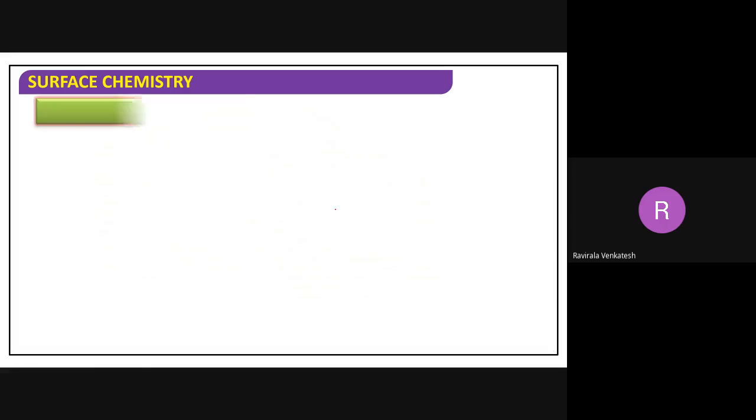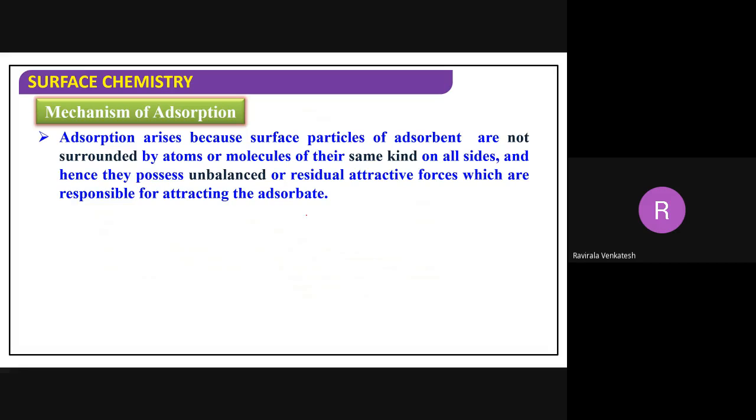Now let me see the mechanism of adsorption. Adsorption arises because surface particles of the adsorbent are not surrounded by atoms or molecules of the same kind on all sides, and hence they possess unbalanced or residual attractive forces which are responsible for attracting the adsorbate. What is the meaning of this? The molecules of adsorbate cannot be surrounded completely over the adsorbent.